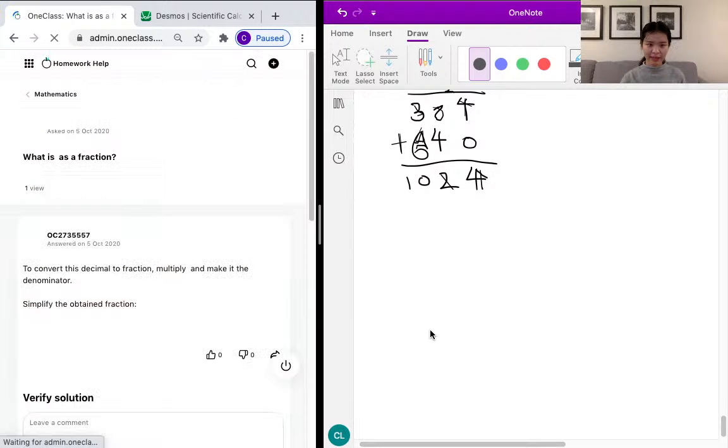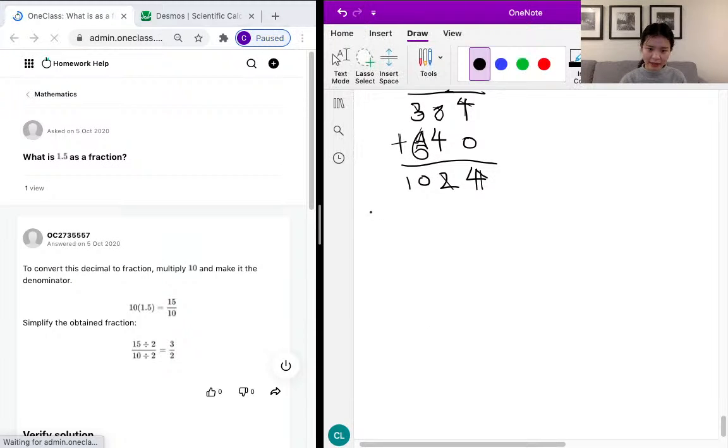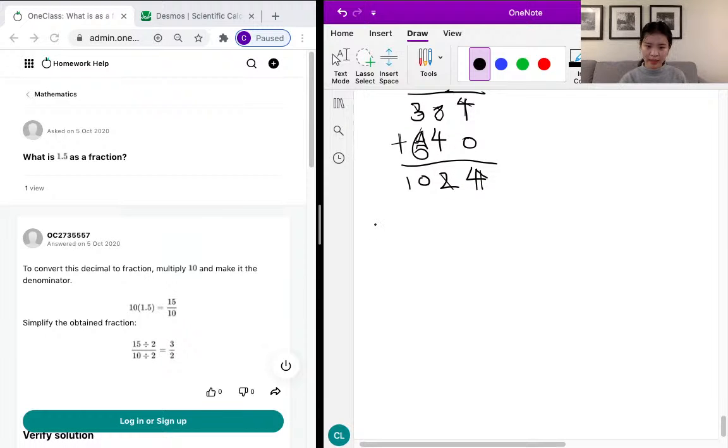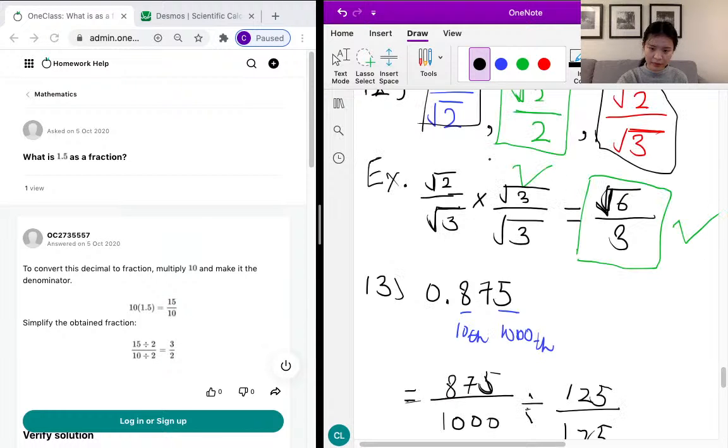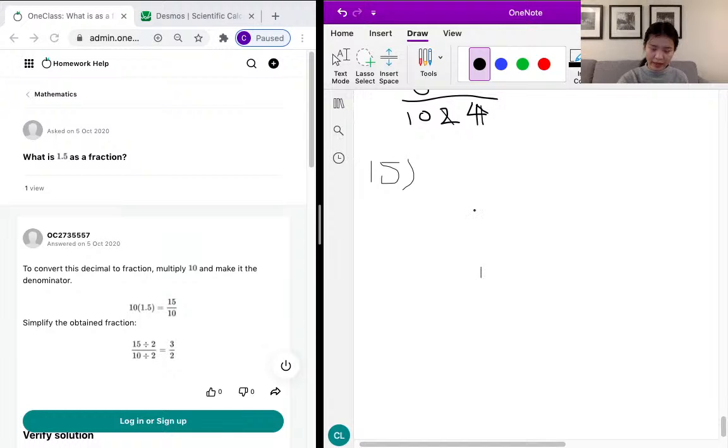Okay, our next problem over here asks us what is 1.5 as a fraction. This is actually quite straightforward because let me just write it down over here. Oopsie. The mouse is moving oddly. It's just the internet. The connectivity is bad, probably. Okay, so let's get to our 15th problem. What is 1.5 as a fraction?